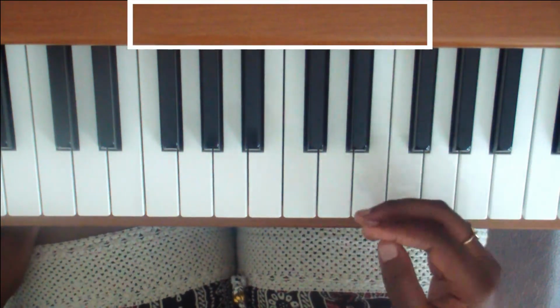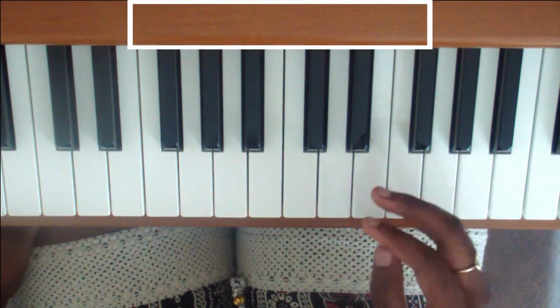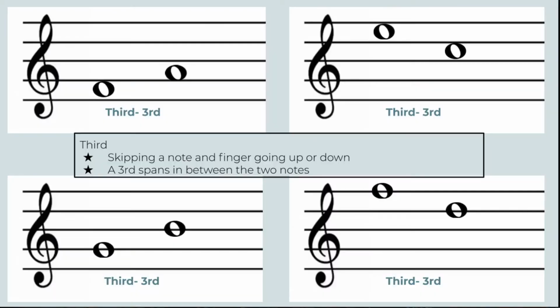So thirds, which is exactly the same thing as skips that I explained earlier, is played by skipping a note and a finger going up or down on the keyboard with a third span in between the two notes. So when you want to play a third, you can simply count 3 notes away from the initial note that you played to find your third interval.